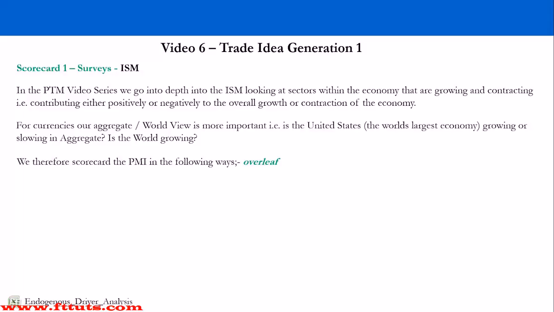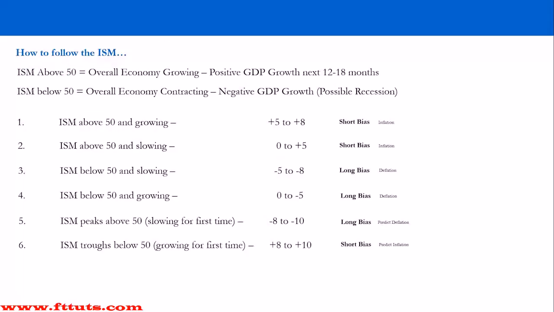So what we do is we scorecard the PMI in the following ways. Now, when the ISM is above 50, this is an indication that the overall economy is growing.